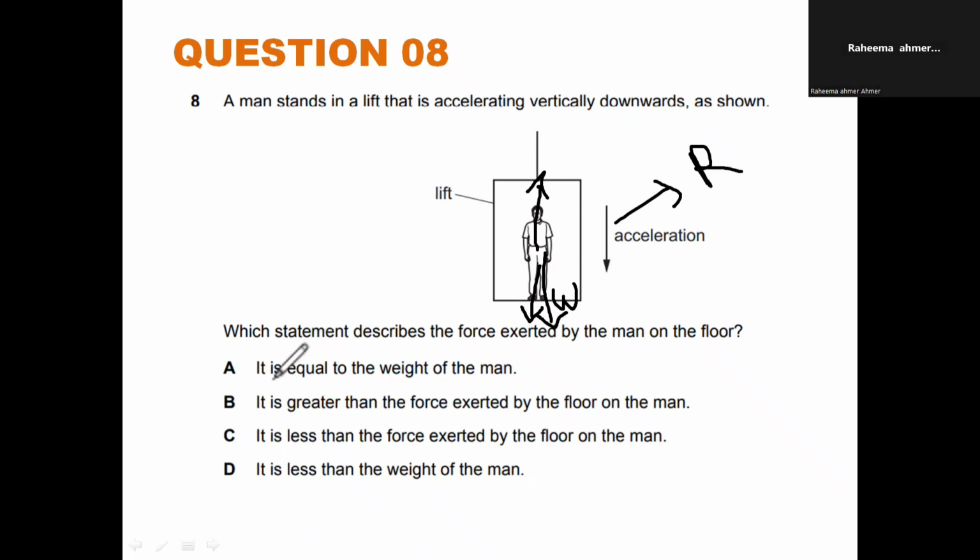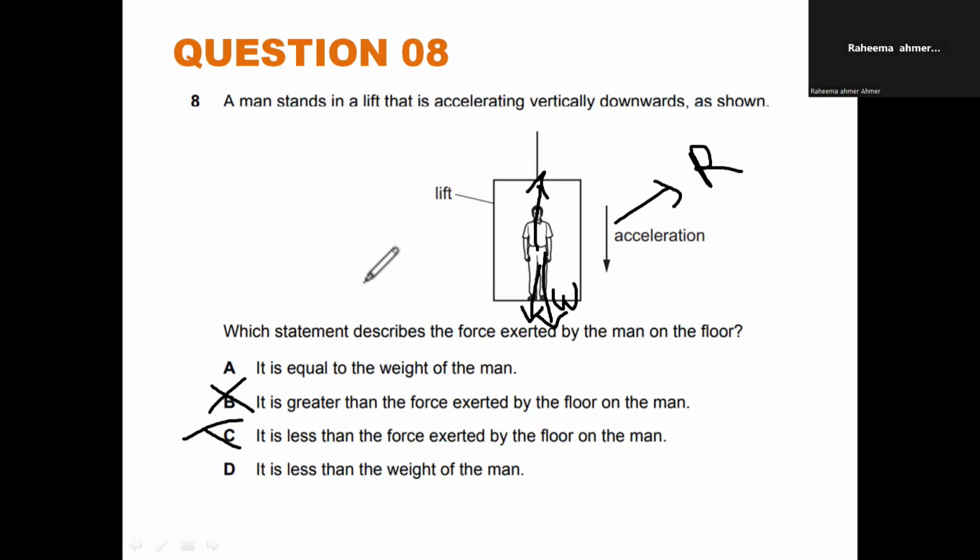So let's read the options first. A: it is equal to the weight of the man. B: it is greater than the force exerted by the floor on the man. C: it is less than the force exerted by the floor on the man. Now, option B and C must be wrong, because it is equal to the force exerted by the floor on the man, since they are an action-reaction pair. So options B and C would be wrong. Now let's look at options A and D.